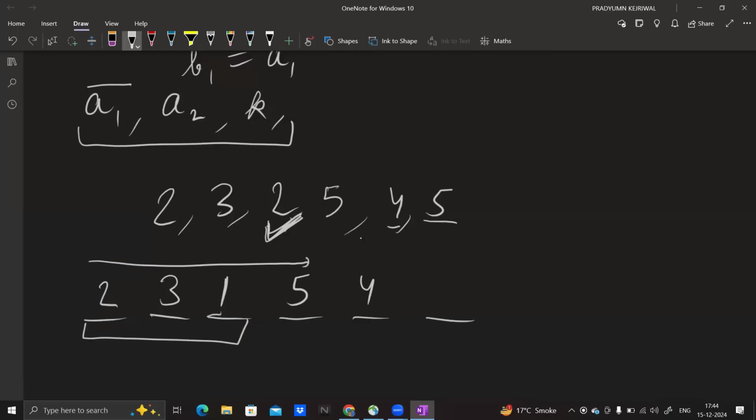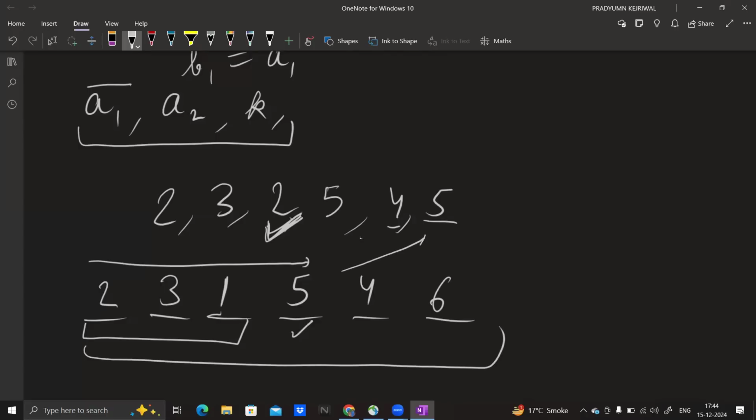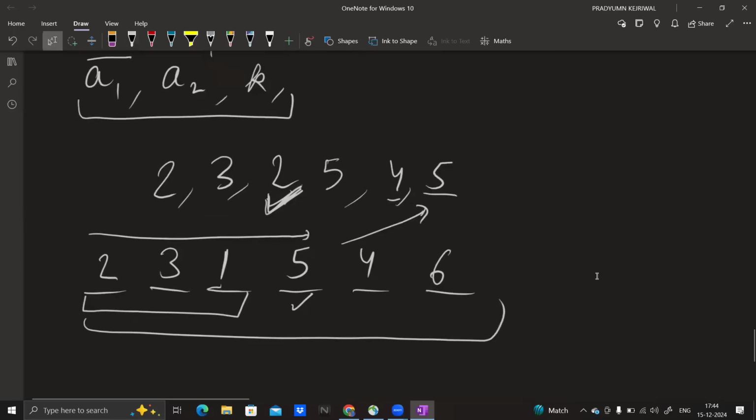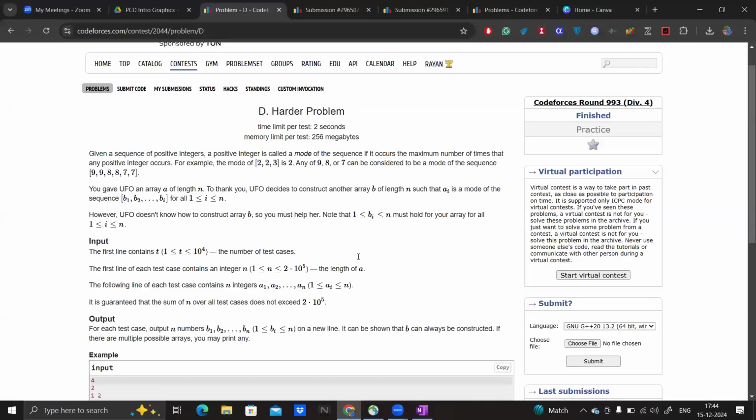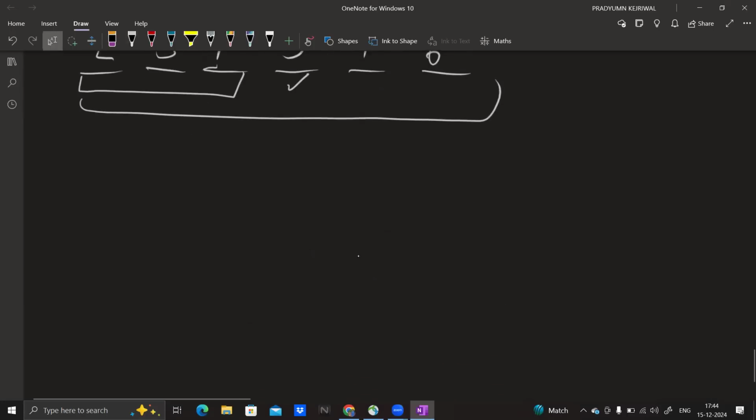And now we have 5. 5 has come, so I just insert a number which has not come before, and 5 will still be the mode. So I'll insert 6. You can say that for this array, 5 is still the mode, because all of them are modes. So this is what I did. And to do this, I just made a set from 1 to n, describing which numbers are not inserted yet. I'll just explain here once: initially I made a set from 1 to n.